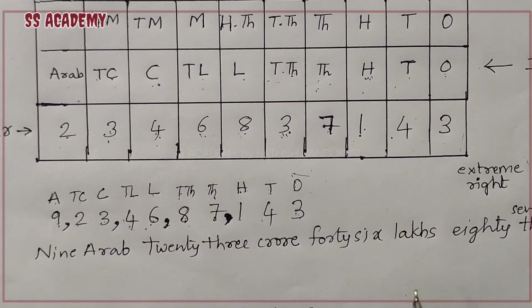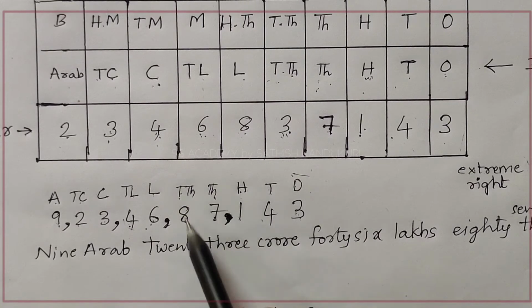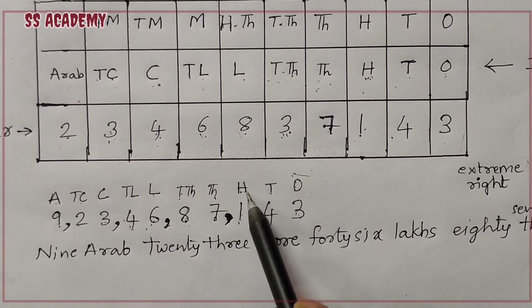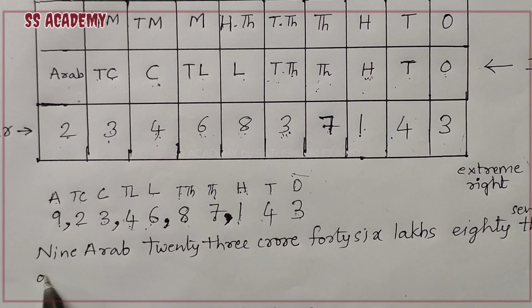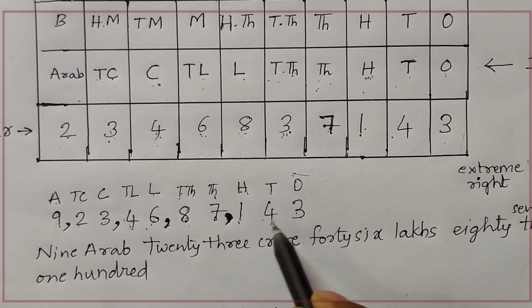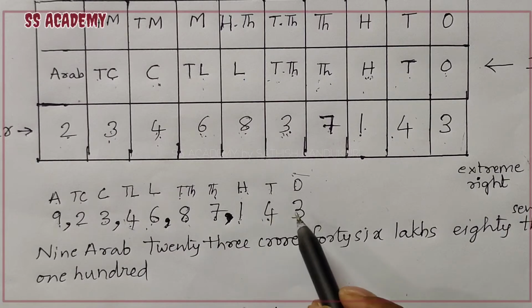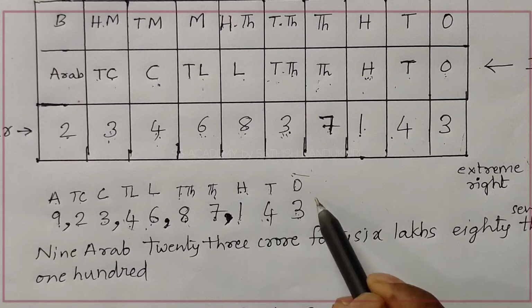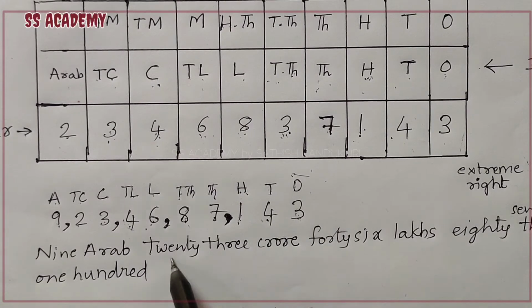87,000. So thousands are finished. Next, there is a number. What is it? 1. This 1 is in which place? Hundreds place. So that's the reason you need to write 100. What is the next number? 4. And what is the another number? 3. So this is what? 43. So simply you need to write 43.